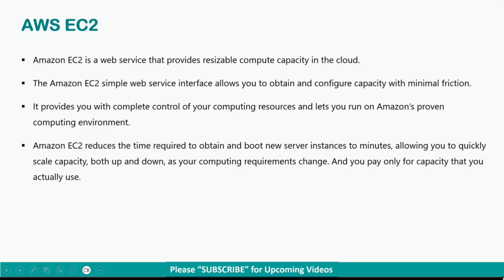Amazon EC2 is a web service that provides resizable compute capacity in the cloud. EC2 Simple Web Service Interface allows you to obtain and configure capacity with minimal friction. It provides you with complete control of your computing resources, and lets you run on Amazon's proven computing environment. Amazon EC2 reduces the time required to obtain and boot new server instances to minutes, allowing you to quickly scale capacity, both up and down, as your computing requirements change. And you pay only for the capacity that you use.